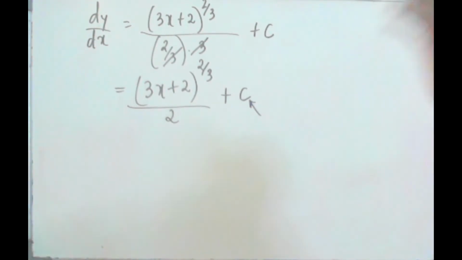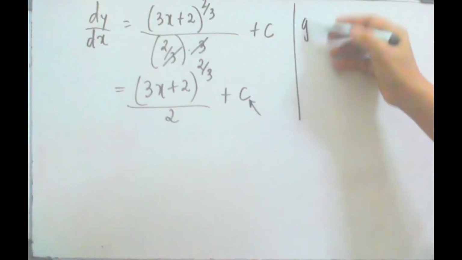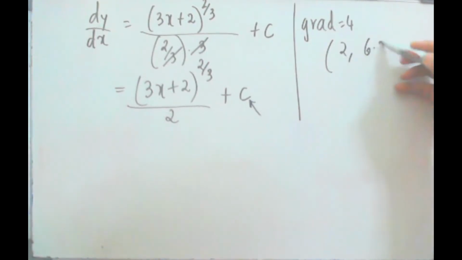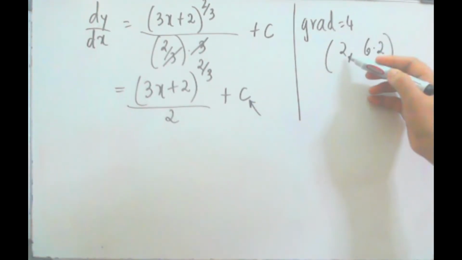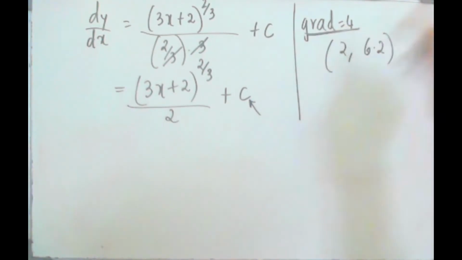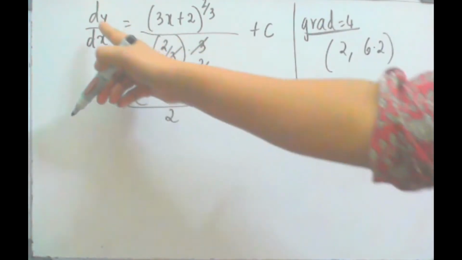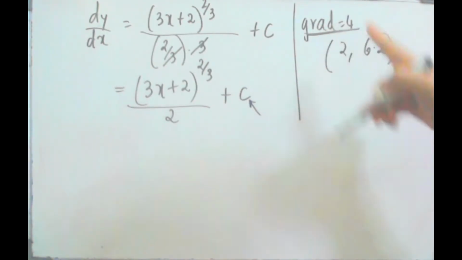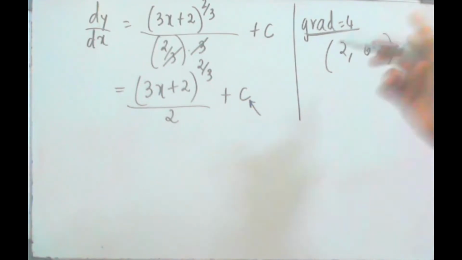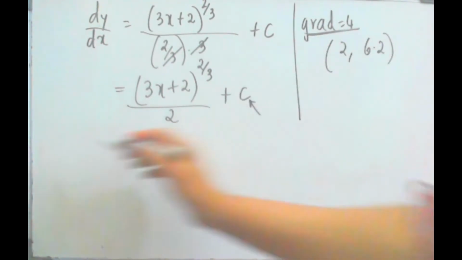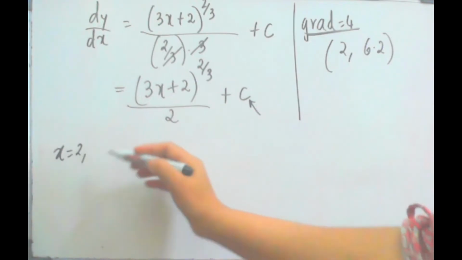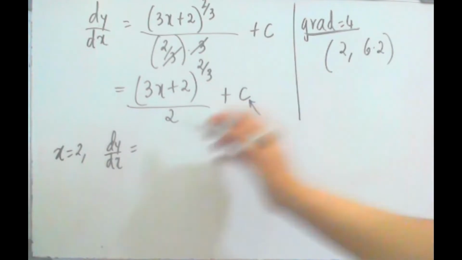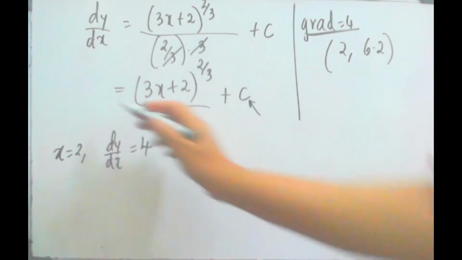Now for that we will use the data given, that is the gradient is 4 at (2, 6.2). So one coordinate is given. At that coordinate the curve has gradient 4. Now as you all know already, dy by dx gives us an expression for finding the gradient of a curve at a given point. So we will make use of that. So when x is equal to 2, dy by dx is equal to the gradient 4. So we will use that here.